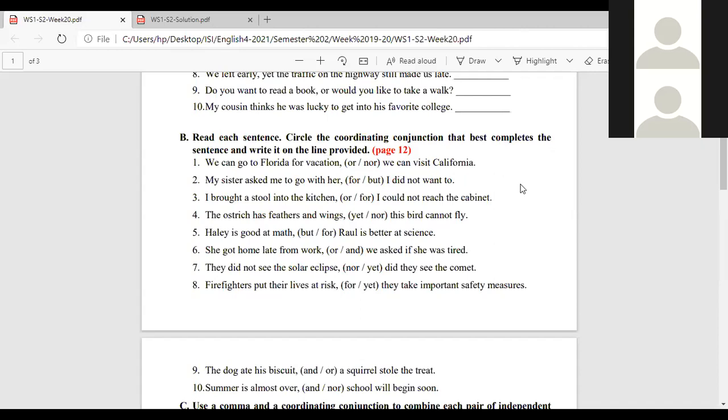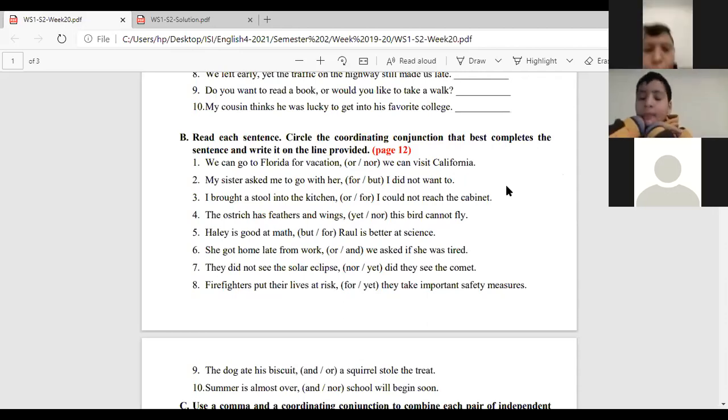Yes, Karim. Can you do number three? I bought a stool in the kitchen, I could not reach the cabinet. I bought a stool. A stool is like the small stairs that we put in the kitchen to stand on. It's for. For the kitchen. Excellent. For. Thank you, Karim.